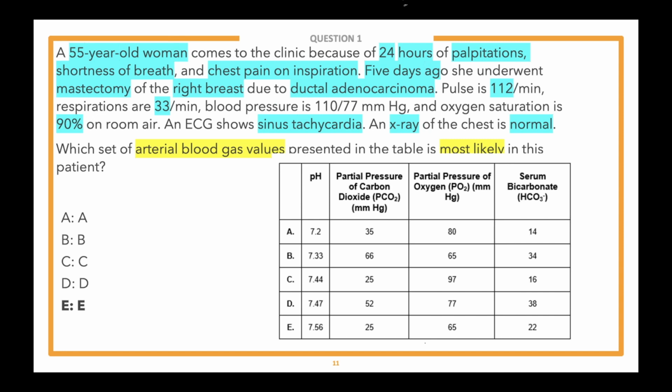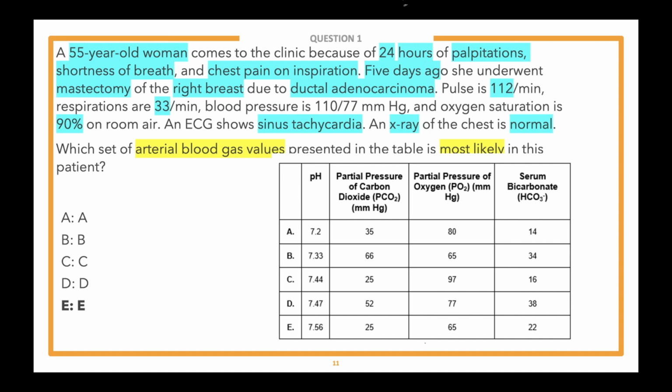Let's talk about the other answer choices in case you had selected those. So answer choice D, an elevated pH, this is also suggesting alkalosis. However, this is in the setting of an elevated serum bicarbonate. So this would suggest metabolic alkalosis, so a patient who is vomiting or taking diuretics.